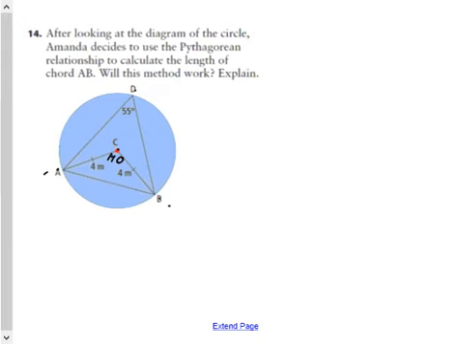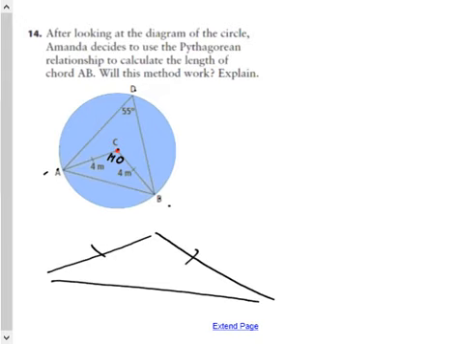So is it possible that this triangle right here, which has a 110-degree angle, is it possible for her to use the Pythagorean theorem to calculate the length of the chord here? No, because it's not a right triangle. So the answer is no, because it's not a 90-degree angle.